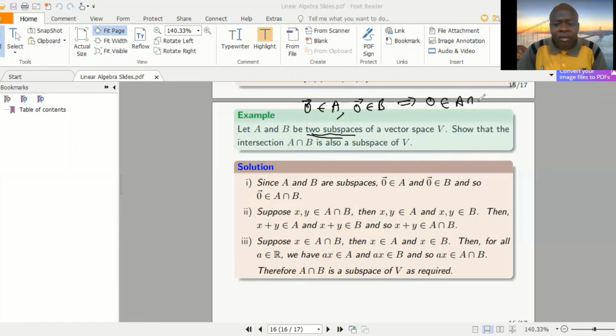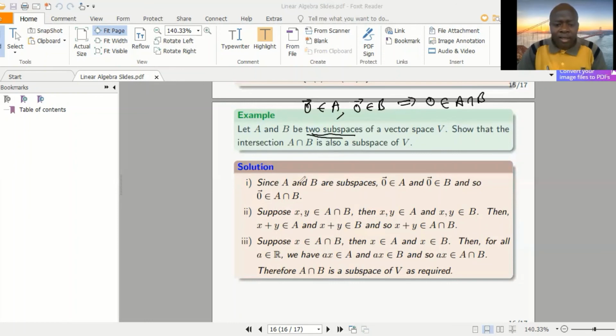Because you know that the intersection of two sets is the set of the elements common to the two sets. So since A is a subspace, it is non-empty, so it contains the zero vector. And since B is also a subspace, it contains the zero vector. So that means the zero vector is in A, the zero vector is in B, and then the zero vector is common to the two sets. So it's in the intersection.